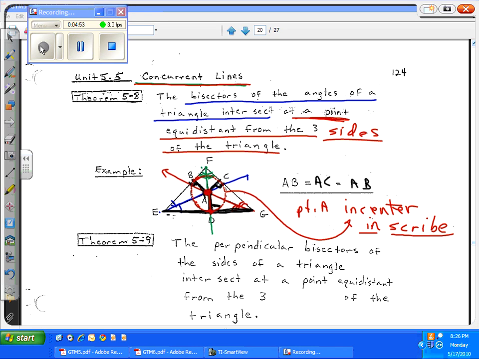Now, the word scribe means to write or to draw, and inscribe then would be to draw inside. So we drew a circle inside the triangle, or we inscribed it. We call that point the incenter because it is the center of the inscribed circle. Okay? The bisectors of the angles of a triangle intersect at a point equidistant from the three sides of the triangle. That point we call a point of concurrency. We say the lines are concurrent because they hit at a point. That special point for the angle bisectors is called the incenter because it is the center of the inscribed circle. Okay?